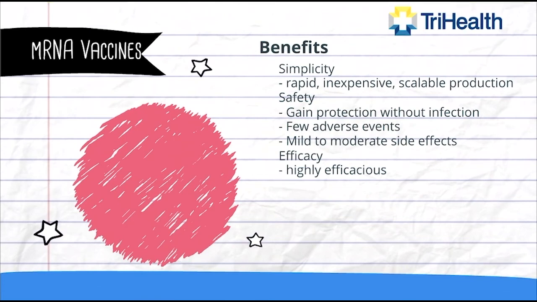As far as safety, these vaccines are not infectious and are not made from a virus itself. They've been studied and used in mRNA technologies and have found few adverse events and mild to moderate side effects, and the clinical trials have shown that they are highly efficacious. The drawback of these types of vaccines is that the mRNA is extremely fragile, so it requires really specific cold temperatures to maintain integrity through transportation and storage.